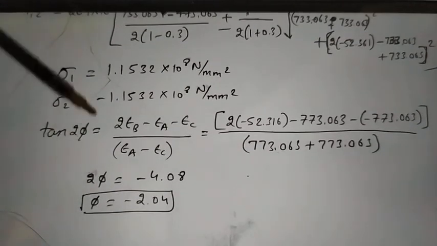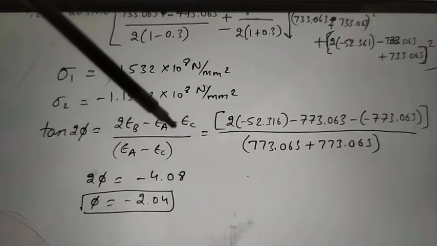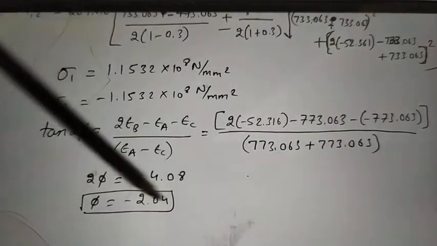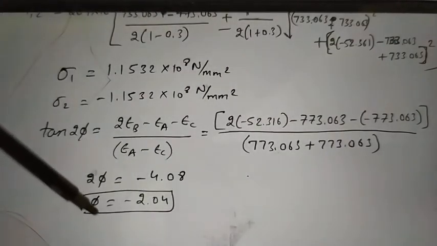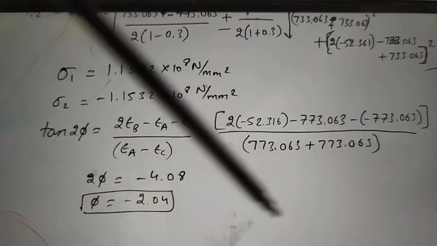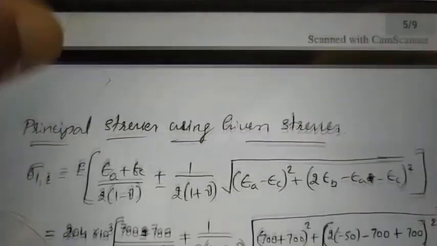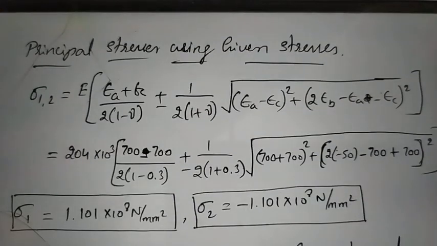You can see this tan 2 phi equation, you have to remember: (2 epsilon B minus epsilon A minus epsilon C) by (epsilon A minus epsilon C). You substitute the values and you get phi 1, that is minus 2.04. Phi 2 we can determine by just adding 90 degrees. So next, finally, you have to determine the principal stresses using the given stresses.